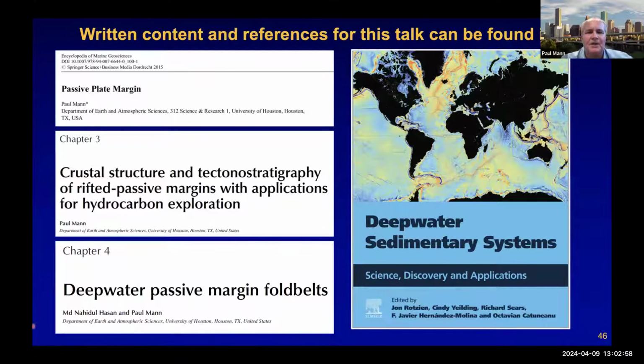I'd just like to add, a lot of what I said today is in these publications. There's an Encyclopedia of Marine Science entry talking about passive margins. These two papers are in this volume edited by John Rothstein called Deepwater Sedimentary Systems, which you can get on Amazon or other places. Or if you want, just send me an email and I can send you these PDFs. Some of these are on my ResearchGate or Academia sites, so you can try to download those. If that doesn't work, then just send me an email and I can send it to you.